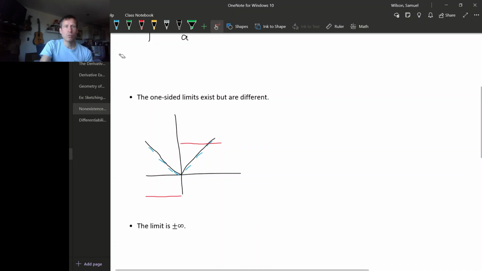So when this scenario happens, the two one-sided limits exist but are different, what that looks like on the graph is a sharp corner, right? It's the sharp corner that allows there to be a tangent line from the left and from the right, but for those two tangent lines to be different. So anytime you see a sharp corner, that will be a spot where the derivative doesn't exist.